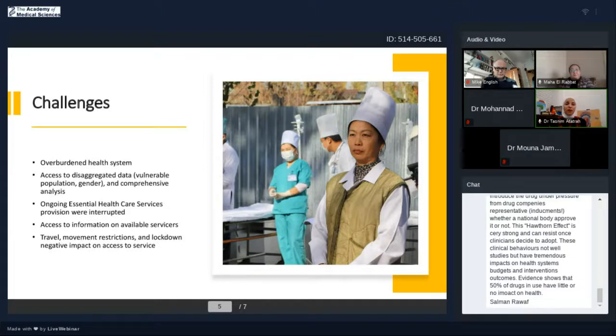And moreover, there were issues with accessing information, information about the availability of the service, and information about where the service is being distributed, which can be a reason for hindering the ongoing provision of essential health services.